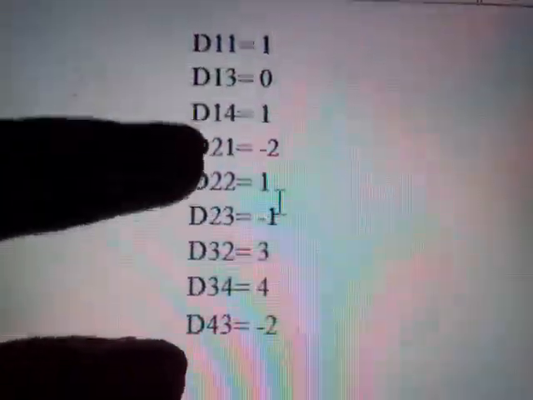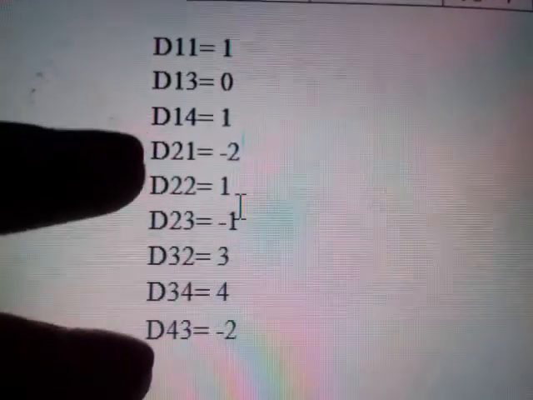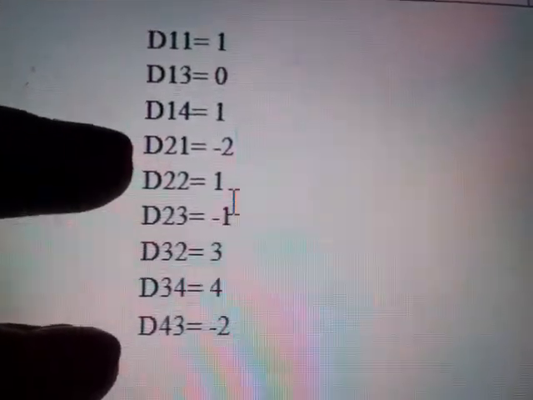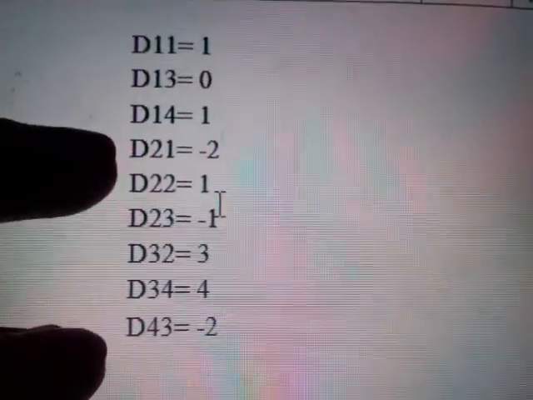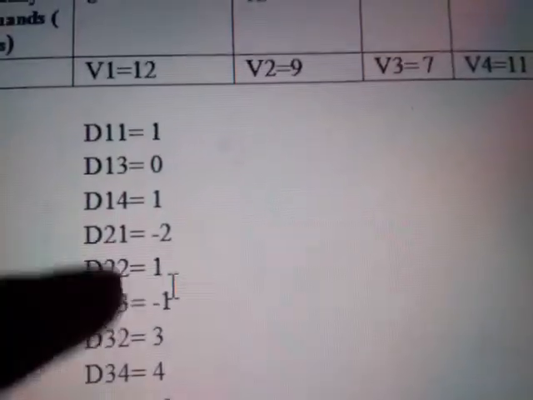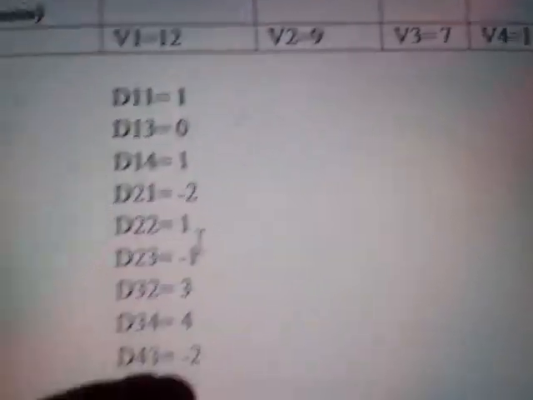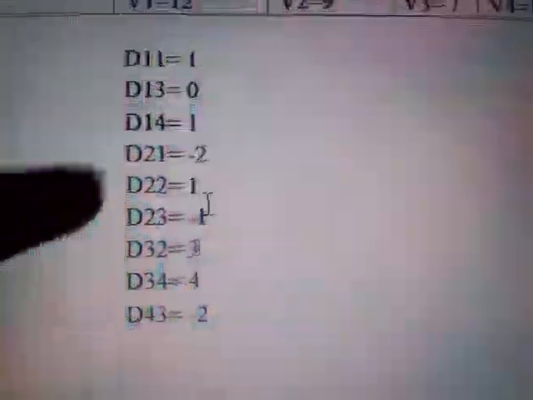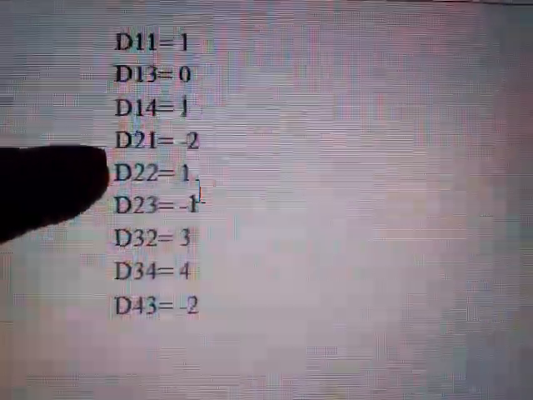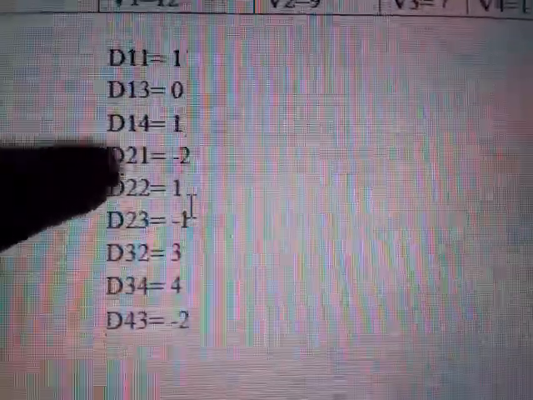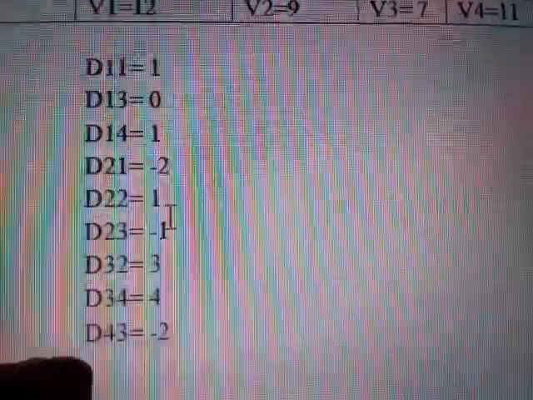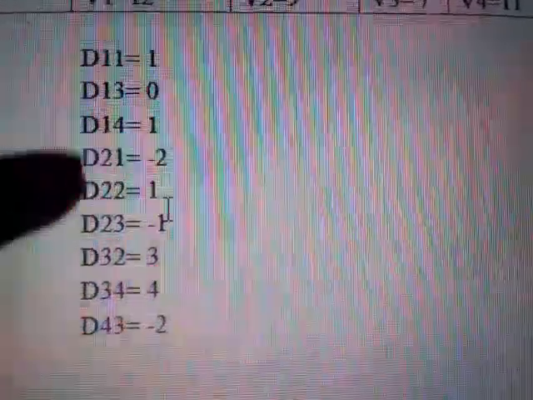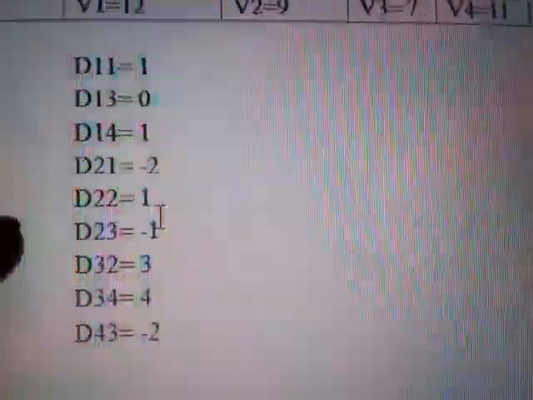So the maximum is D21 and D43, both -2. Take any one value and start doing a loop. Is it clear? Here D21 is also -2 and D43 is also -2. Take any cell and draw a loop.